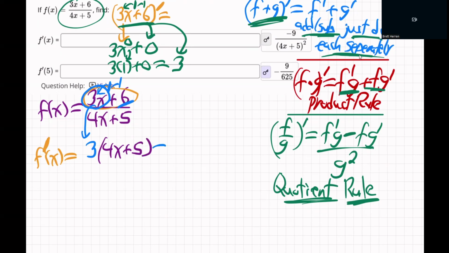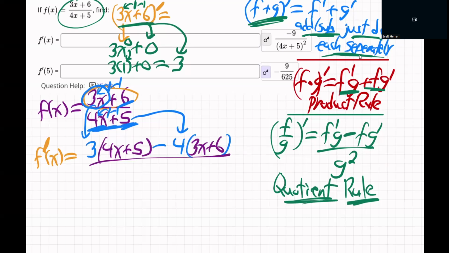minus, and then it's the bottom one's turn. What's the derivative of 4x plus 5? It's just going to be 4, right? Because for the derivative of 4x, the 1 power just comes down, subtract 1, 0 power gone, 5 is gone, it's 0. Times, and then you have the top, which is 3x plus 6. You can put them in either order if you want to. Put the 4 at the back. It's the same thing. It doesn't matter.